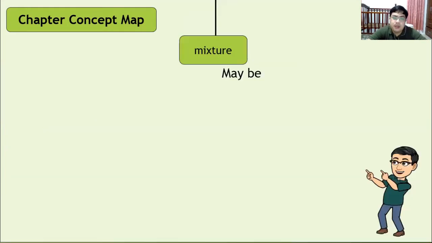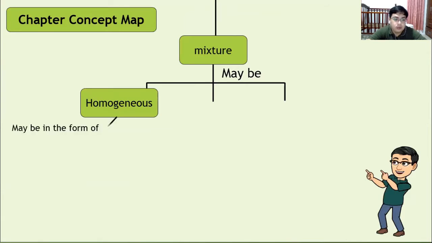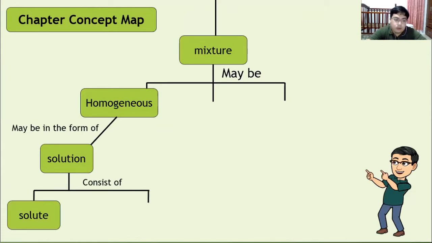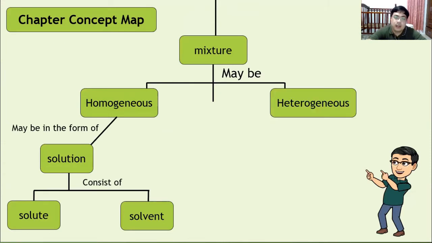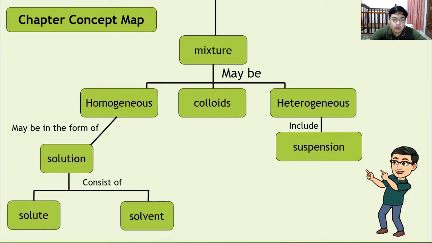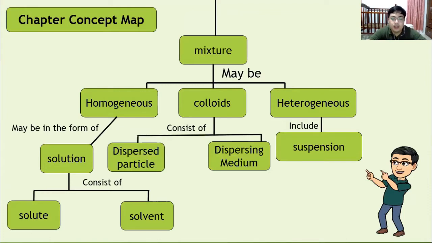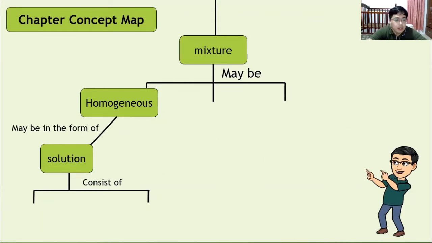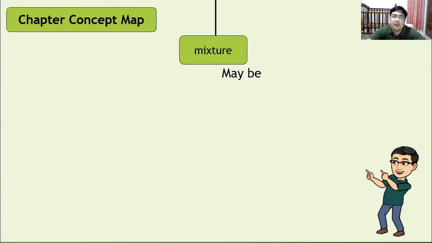So mixtures may be classified into three. A homogeneous mixture may be in the form of a solution, which consists of solute and solvent. Next is heterogeneous, that includes both suspensions and colloids. Colloids consist of dispersed particles and a dispersing medium. Okay? So going back, it's going to be a bit much, but don't worry, I'll make it very simple for you guys.